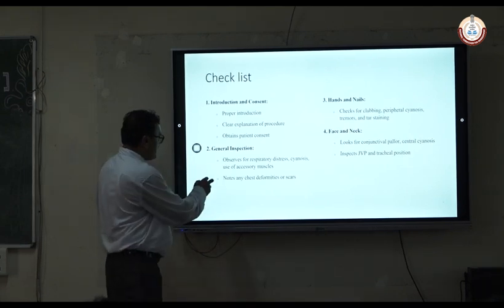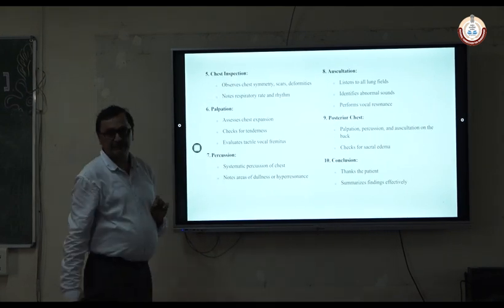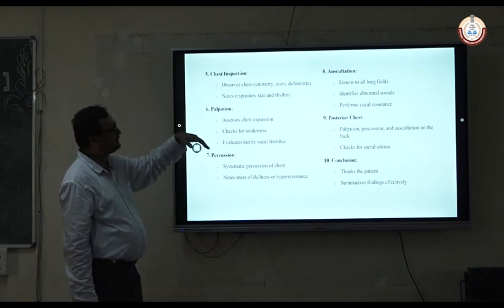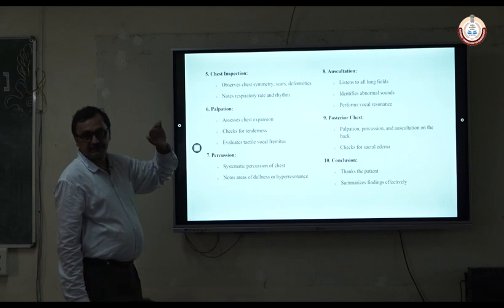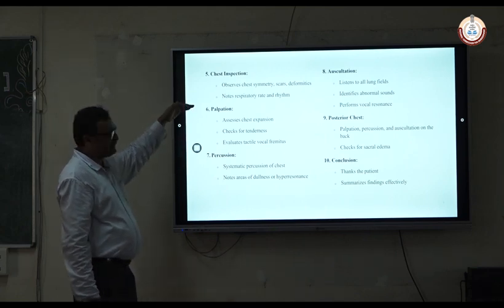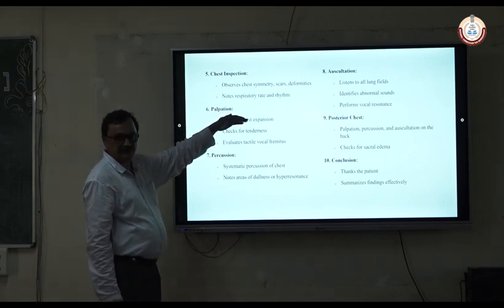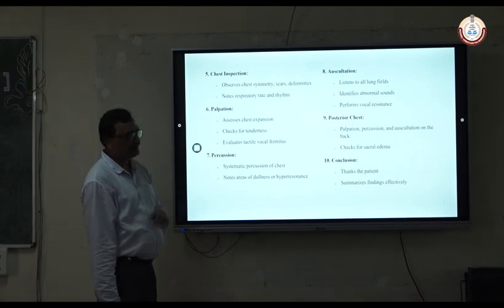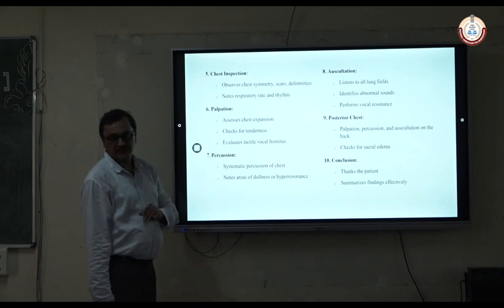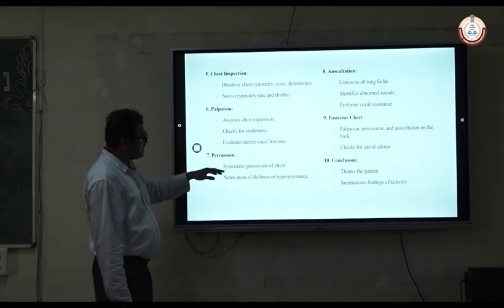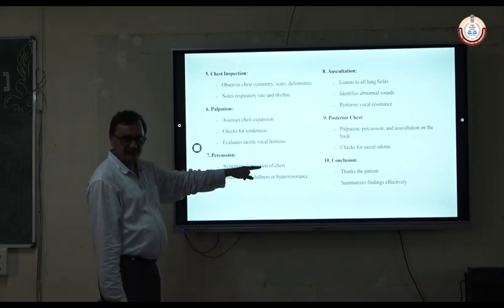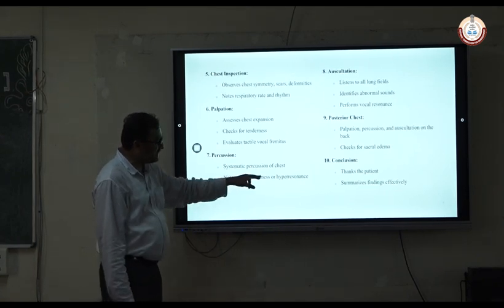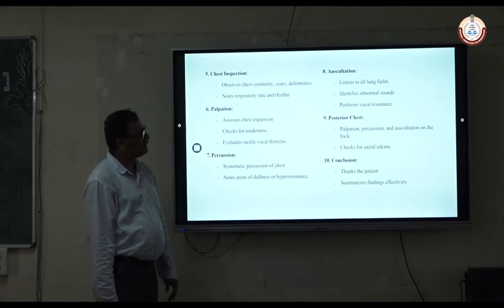Next, chest inspection. Observe chest symmetry, scars, deformities. Note respiratory rate and rhythm. Palpation: assess chest expansion, both manually and with the tape measure. Check for tenderness. Evaluate tactile vocal fremitus. Percussion: systematic percussion of the chest, from above downwards and bilaterally. Note areas of dullness or hyperresonance.